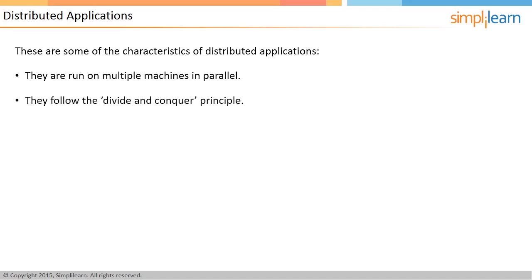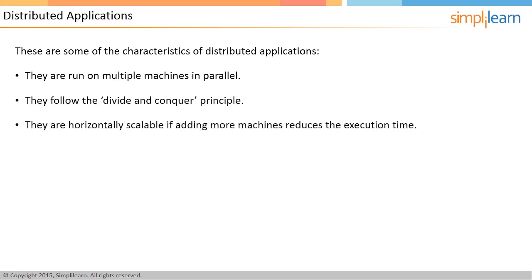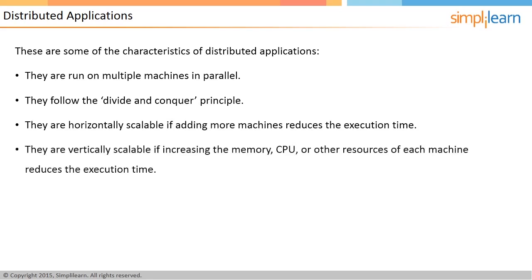For example, if 10 machines do a job in 10 hours, adding 10 more machines may halve the execution time by 5 hours. They are vertically scalable if increasing the memory, CPU, or other resources of each machine reduces the execution time. For example, increasing the memory from 100 gigabytes to 256 gigabytes may reduce the execution time of a job from 10 hours to 5 hours. The diagram shows 3 machines connected by a network switch. An application can be distributed to run on them in parallel. These machines are also referred to as nodes in a cluster.